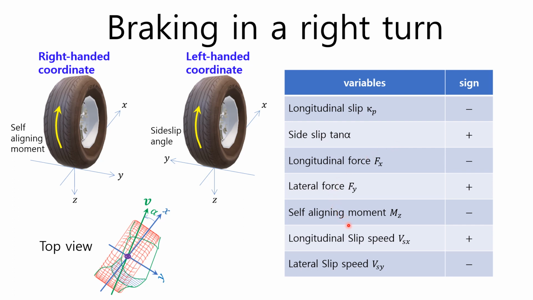Because the right-handed coordinate system is used for the self-aligning moment Mz, and since the slip speed is in the opposite direction to the corresponding force, the longitudinal slip speed Vsx is positive and the lateral slip speed Vsy is negative.